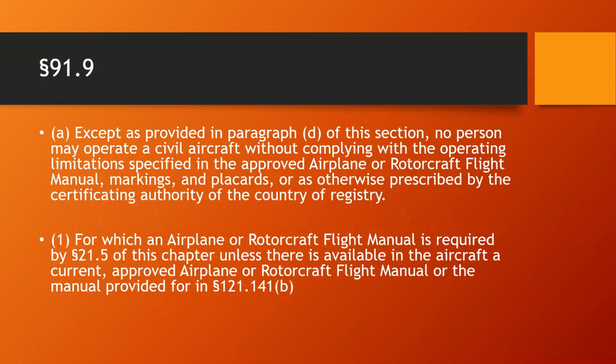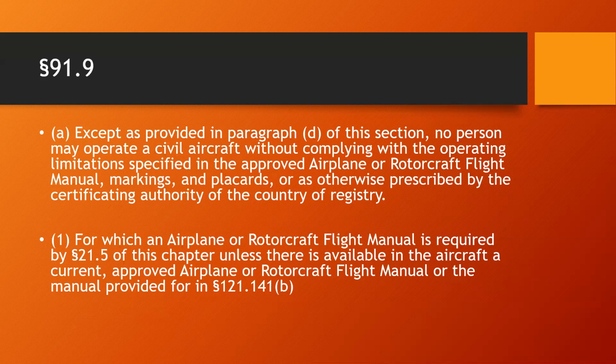Part 91.9. Except as provided in paragraph D of this section, no person may operate a civil aircraft without complying with the operating limitations specified in the approved airplane or rotorcraft flight manual, markings and placards, or otherwise prescribed by the certificating authority of the country of registry. Also, for which an airplane or rotorcraft flight manual is required by 21.5 of this chapter, unless there is available in the aircraft a current approved airplane or rotorcraft flight manual or the manual provided for in section 121.141B.